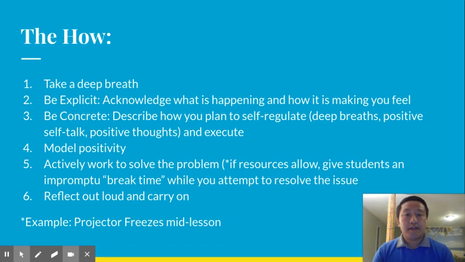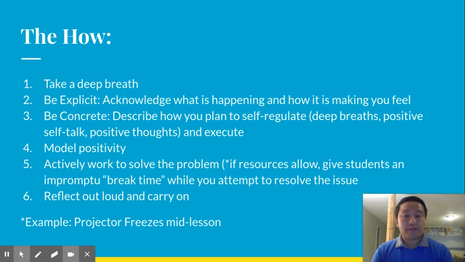Step 2 is be explicit. Acknowledge what is happening and how it makes you feel. Help your students understand what's going on and how it's making you feel so that they can understand that it's okay to do the same. That it doesn't have to be a perfect situation all the time, and the answer doesn't always have to be right.